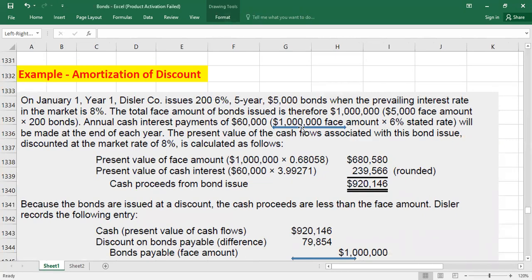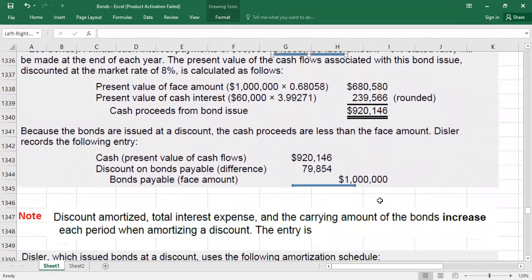So what entry will we pass now? To record this transaction at the date of issuance, we will debit cash, always with the present value of cash flows, which is 921.64. Credit will go to bonds payable, always with the face value. Now you can see there is a difference, and the difference is the discount on bonds payable, which is 79,854. And this discount we will amortize over the bonds period by using the effective interest rate method.